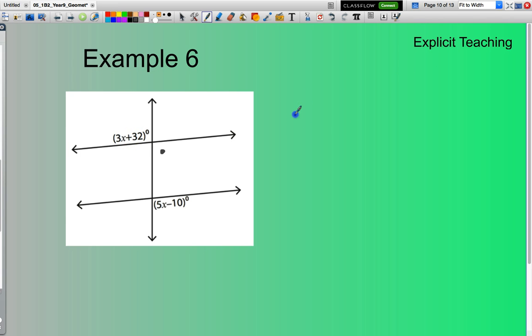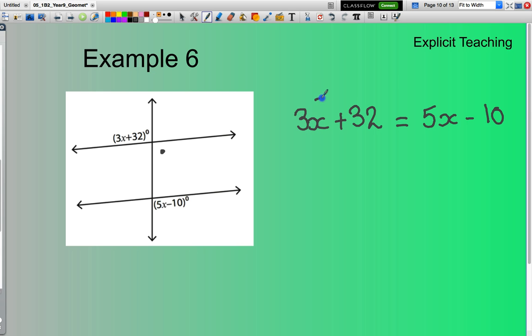So 3x plus 32. That's that angle up there. Has to equal. What does it equal? 5x minus 10. Now, all I need to do now is start to eliminate. First thing I'll do is I want to try and get x's to one side of the equation and everything else to the other. So where's my least value of x's? That is this side here with the 3 x's.